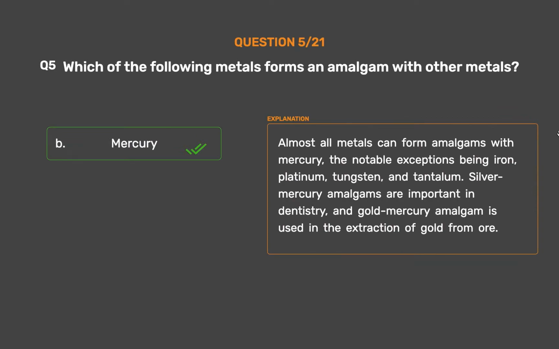Mercury. Almost all metals can form amalgams with mercury, the notable exceptions being iron, platinum, tungsten, and tantalum. Silver-mercury amalgams are important in dentistry, and gold-mercury amalgam is used in the extraction of gold from ore.